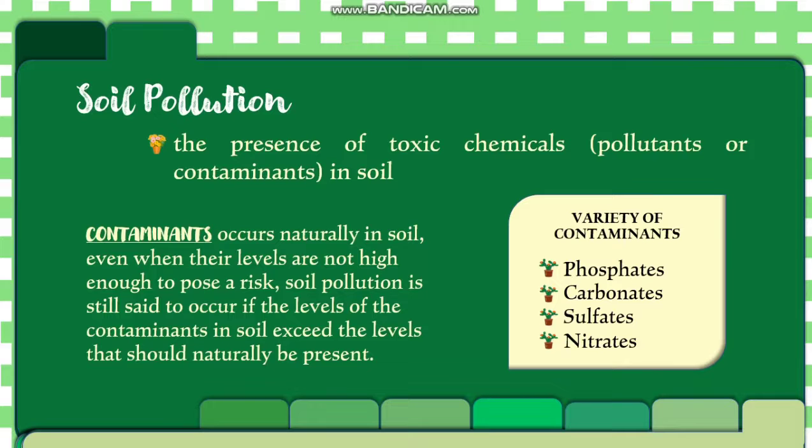Next is sulfates, or also called sulfur. It is also an essential plant nutrient na nakakatulong sa pag-grow ng plant. And ganun din yung nitrates. Kasi ang nitrates ay composed of elements na oxygen and nitrogen, and it is very important for a plant to grow.